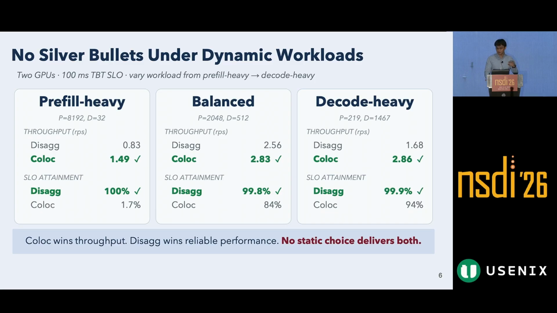The middle column shows a similar trade-off, but in a milder form. The right column shows again that collocation still wins throughput. Disaggregation wins in SLO attainment, but the SLO gap narrows, because for decode-heavy workloads there is less prefill jamming the queue. Across all three, collocation wins throughput, while disaggregation wins reliability. No static choice delivers both. We need something adaptive, and this motivates the Libra design.